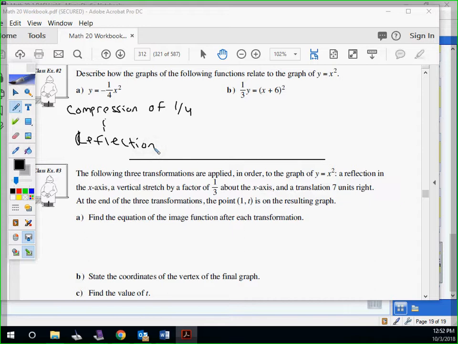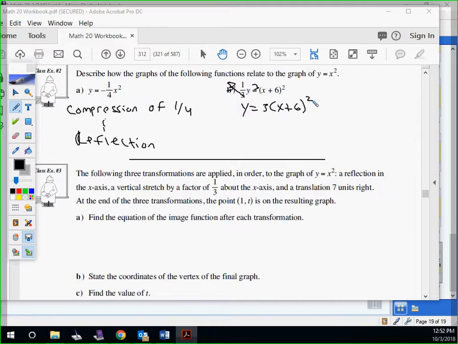1/4 is the compression. Why is it a compression? That's a fraction smaller than 1. When you do 1/4, it's going to get wider. If you do it in your calculator, you'll see that it gets wider. That makes it a compression. We don't like this 1/3 in the y, so I'm going to multiply this 1/3 over to the other side by hitting it with a 3. Y equals 3 times x plus 6 squared. Okay, 3 times x plus 6 squared.